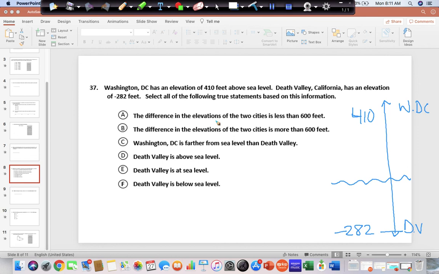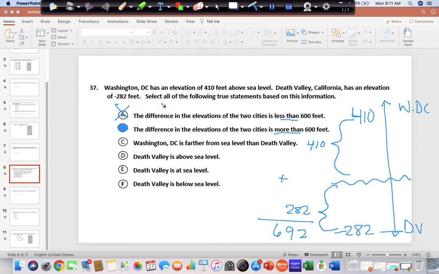Okay. The difference in the elevations of the two cities is less than 600. Well, we have to find the difference between these two. From this point to 0 is 410, and from negative 282 to 0 is 282. So to find the difference between the two, we're actually going to add those two together. So that's 2, 9, and 6. So that 692 is the difference between these two. And that is not less than 600. That is more than 600. So B is going to be our correct answer there.